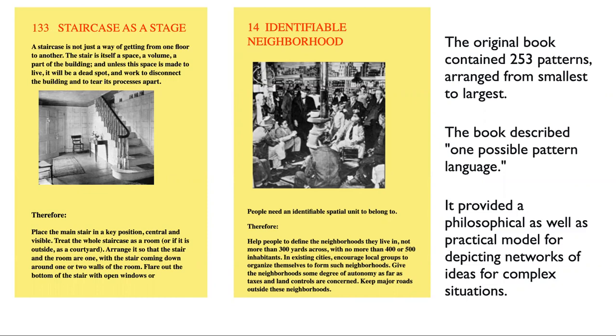Then identifiable neighborhood is another thing. Alexander and his colleagues believed you don't want everything to be uniform in a city. We need to have these identifiable neighborhoods.